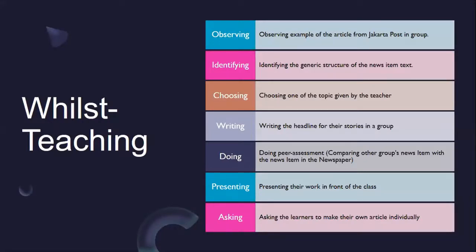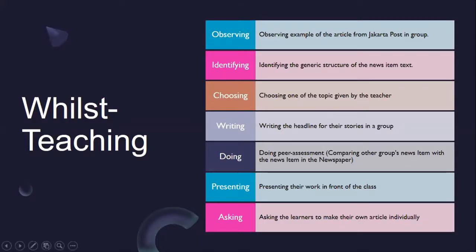In the whilst teaching here, there are some steps. The first is observing. In the observing, the students observe an example article from the Jakarta Post in a group. So the teacher distributes the Jakarta Post and then the students observe the article. And the second is identifying. So the teacher asks the students to identify the generic structure of the news item text.